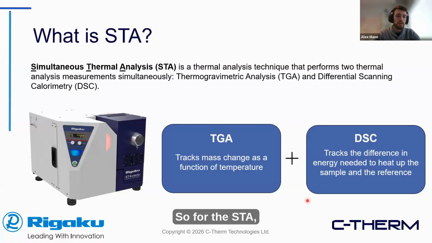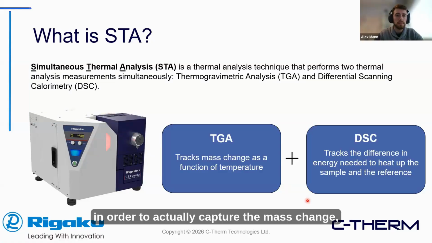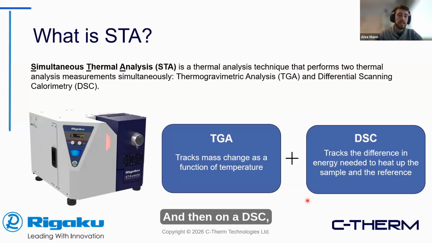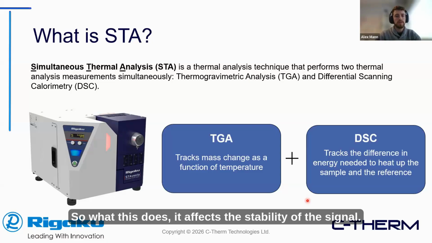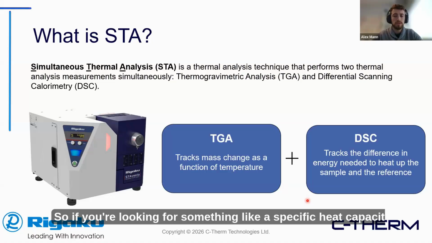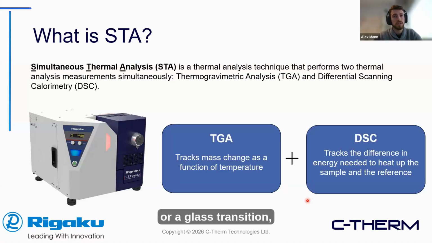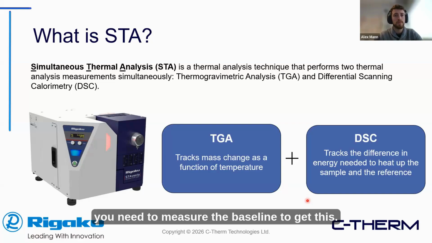For the STA, in order to actually capture the mass change, the sensor needs to be suspended from the top or on a rod coming in from the bottom or side. On a DSC, the floor of the furnace is the actual sensor. This affects the stability of the signal. If you're looking for something like a specific heat capacity or a glass transition, where you need to measure the baseline, the pure DSC excels a lot more.